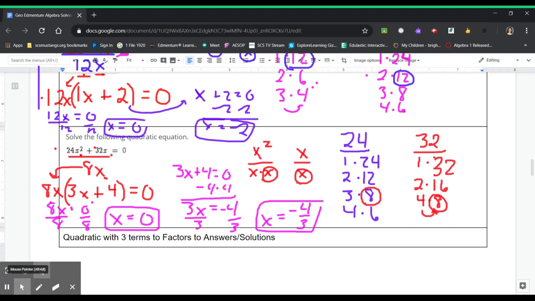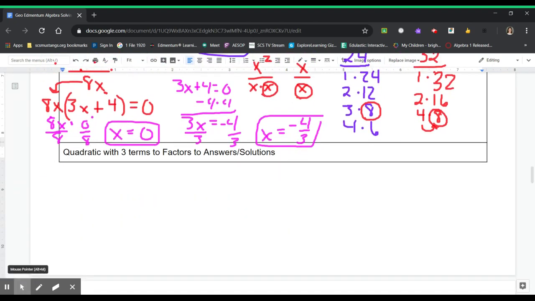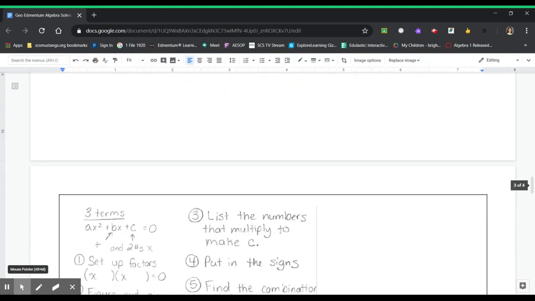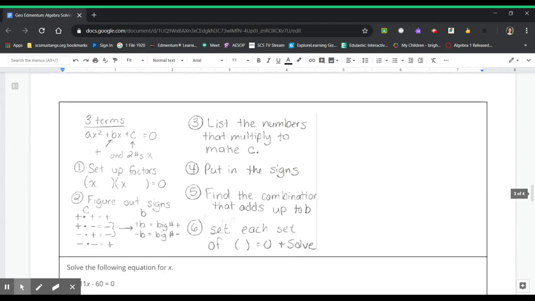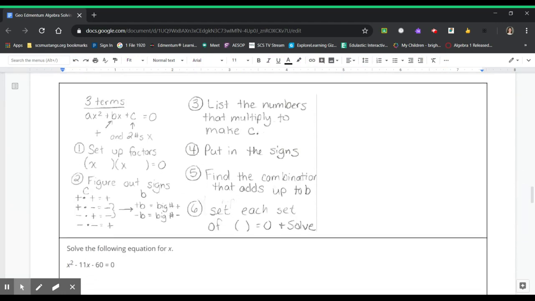Well, we're going to take a look at what happens whenever we've got a quadratic with 3 terms that they want the solutions for. So how to go from having the quadratic to taking it to factors to taking it to solutions. And here's the steps that I have for this.